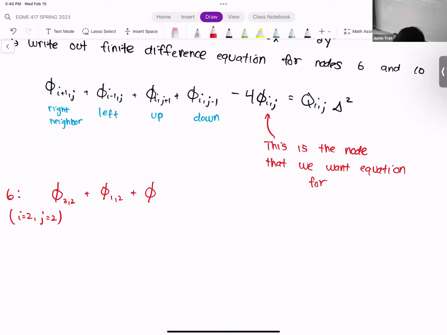Phi I comma J plus 1, so that's going to be phi 2, comma 3. And then phi I comma J minus 1, so it's phi 2, comma 1. Minus 4 phi 2, comma 2. And then for this example, since we're solving the Laplace equation, we're going to set the entire thing equal to 0.